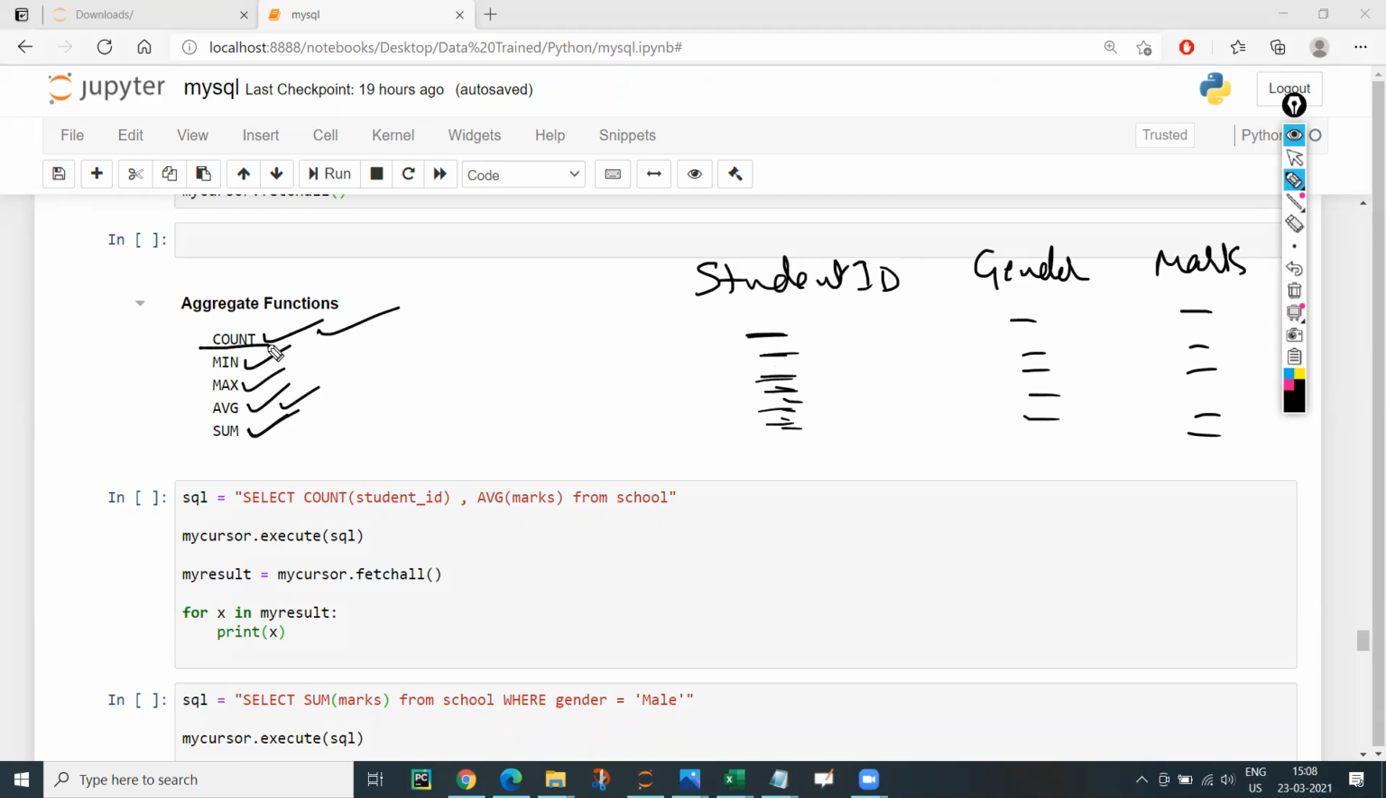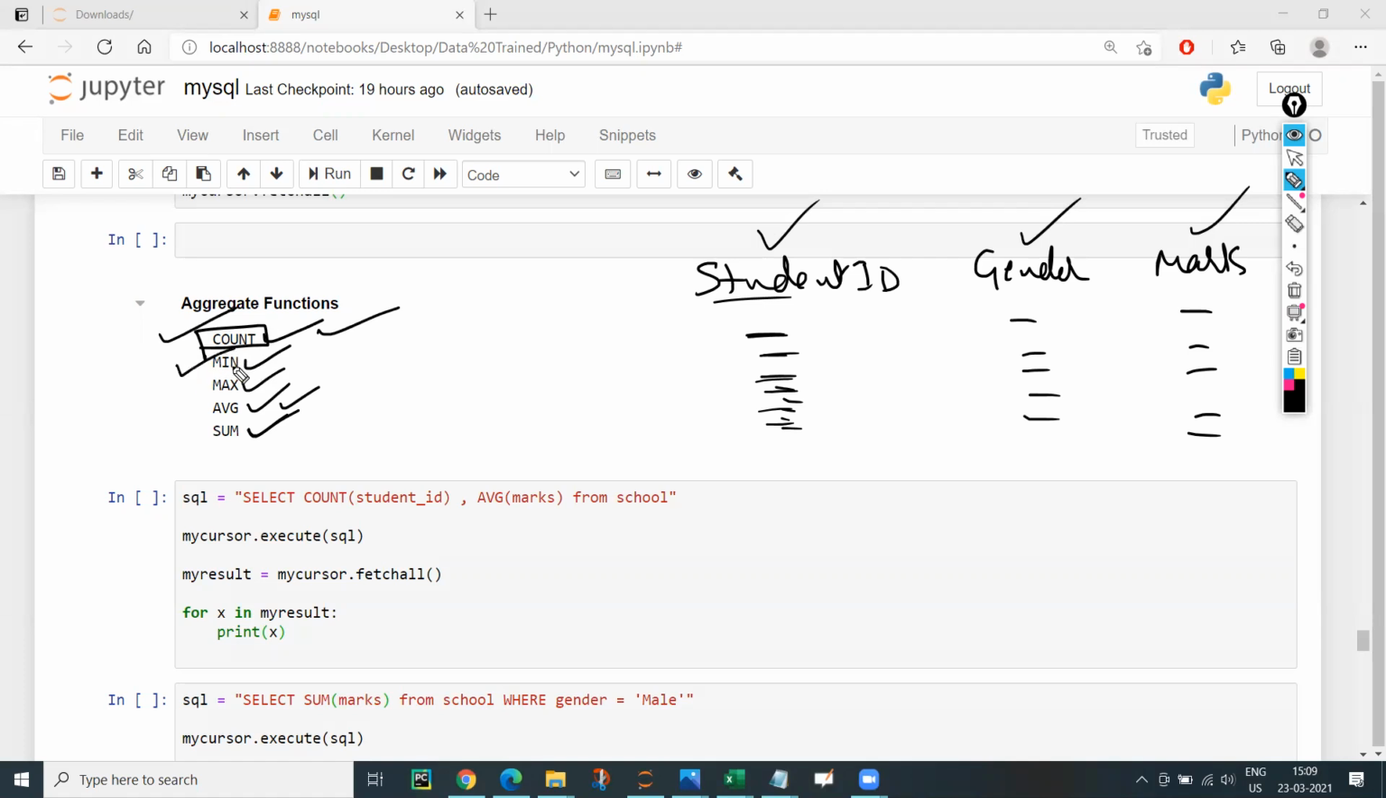So using a count function, I will be able to find the total number of students. And I will be able to count the total number of students based on gender also, based on marks also. Depending upon the situation and the requirement, I can count how many students in each gender: how many female students, how many male students, things like that. So that is count.